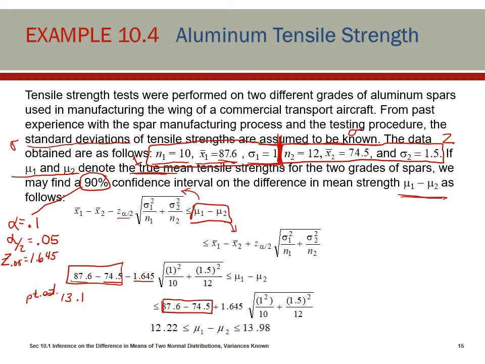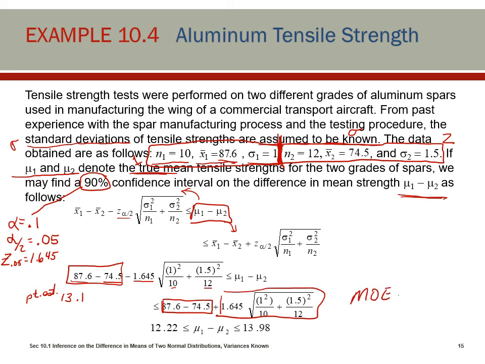The next thing we want to plug in is our sigmas. The standard deviation of the first one is 1, and the standard deviation of the second one is 1.5. The sample size of the first one is 10, the second is 12, so we square, divide, add, square root, all of that, and we end up with all of this piece that is going to be added and subtracted, called our margin of error.